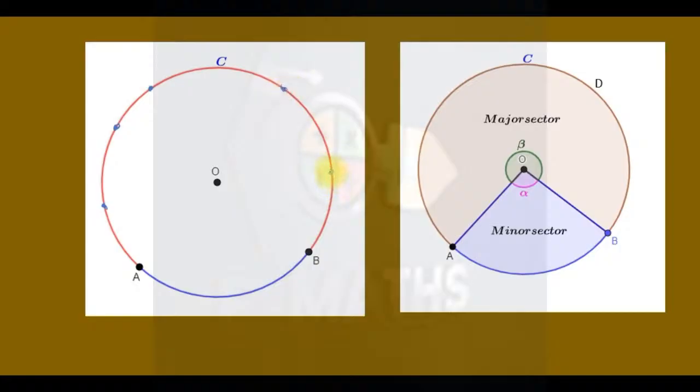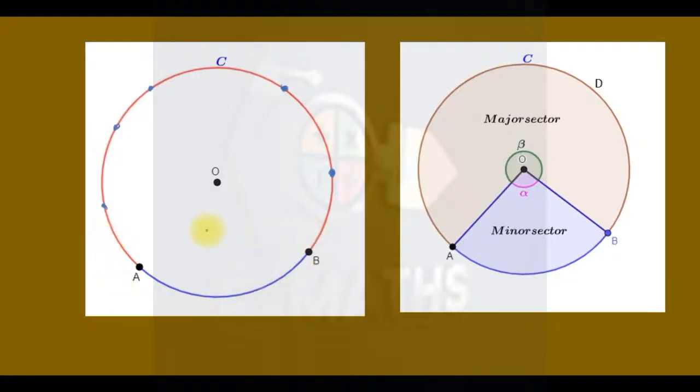So a circle is just a locus of points or collection of points equidistant from a fixed point. So once you collect those points, you form a circle. Circumference of a circle is just the distance round that circle.